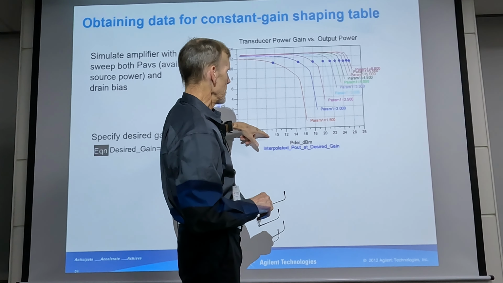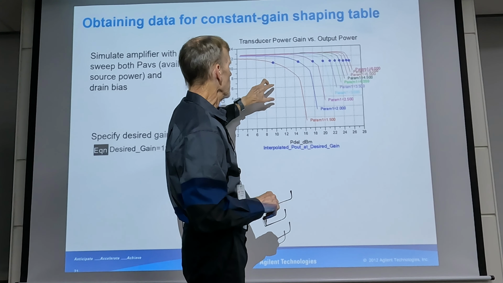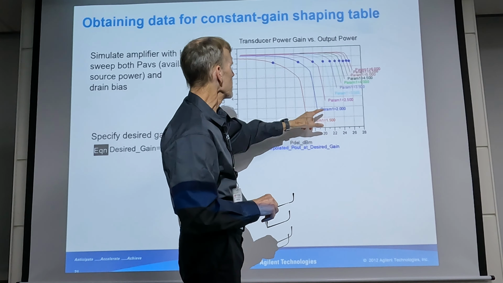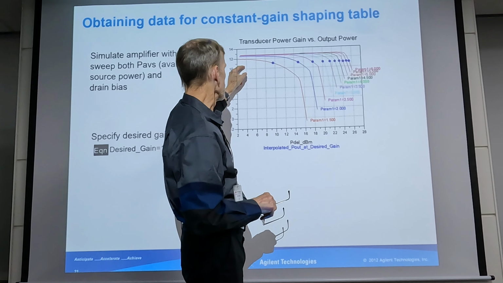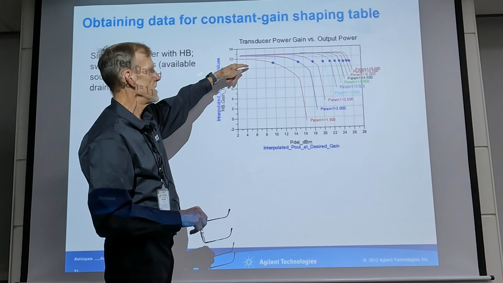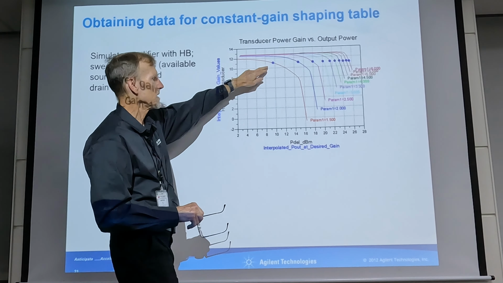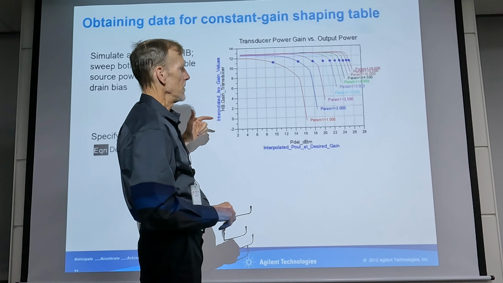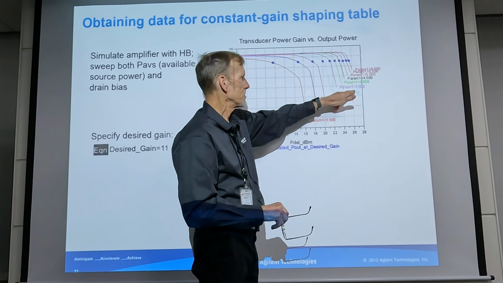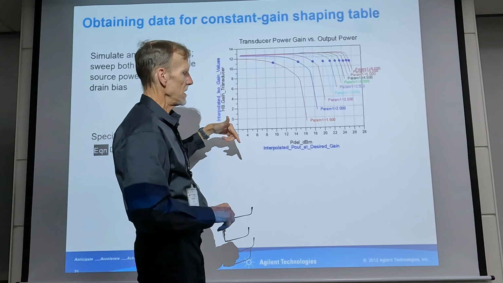And this is the power delivered. The gain is constant in this case at 11 dB. So you can subtract the gain from the output power and get the corresponding input power. So you have these bias voltages and input power.